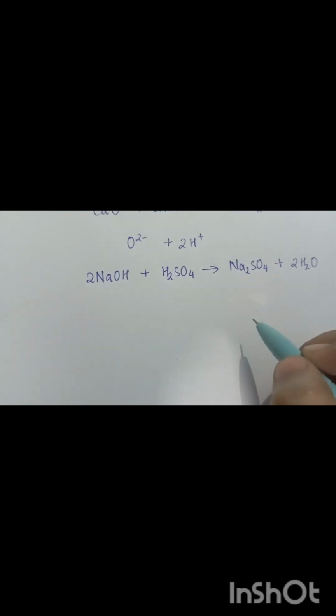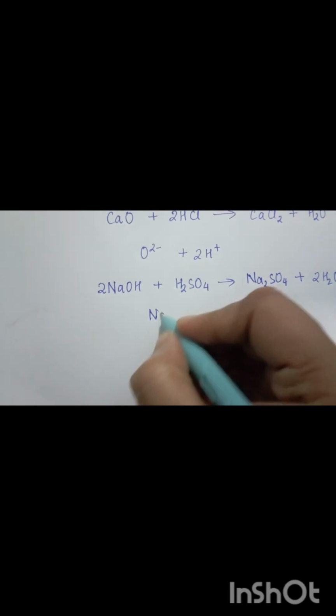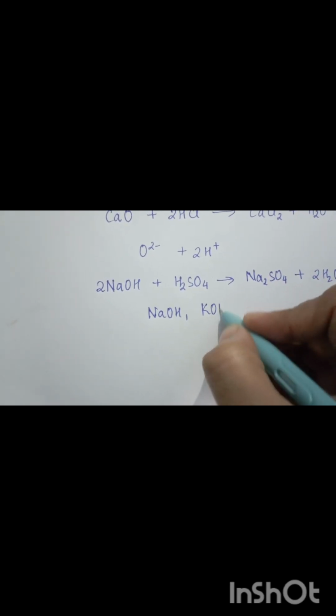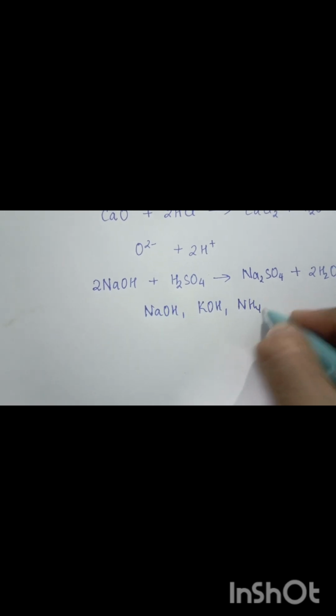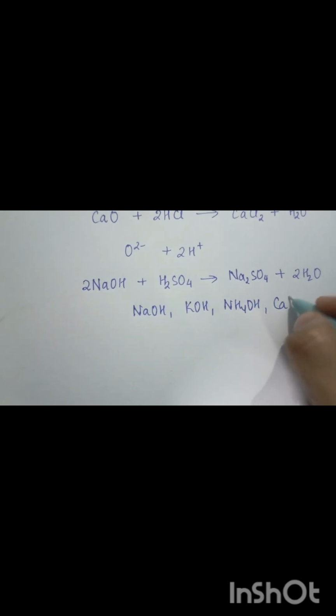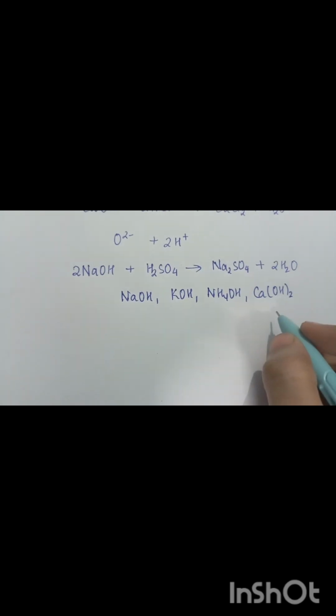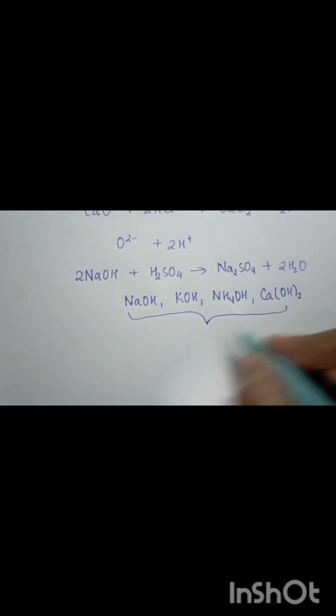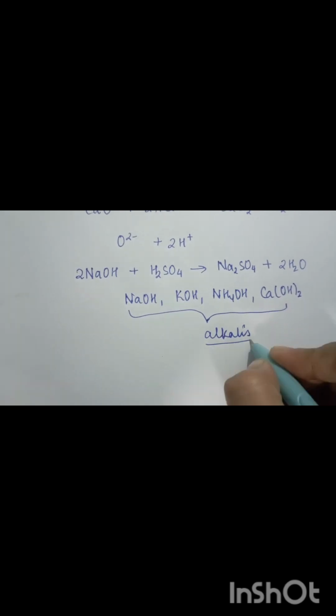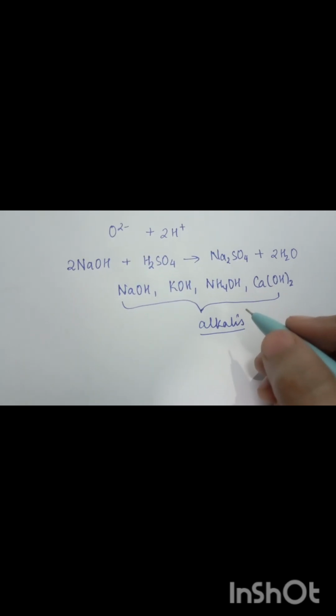Now water soluble bases are termed as alkalis. Water soluble bases such as NaOH, KOH, potassium hydroxide, NH4OH, ammonium hydroxide, okay, calcium hydroxide, all are water soluble bases. So they can also be termed as alkalis. The bases that are soluble in water are termed as alkalis.